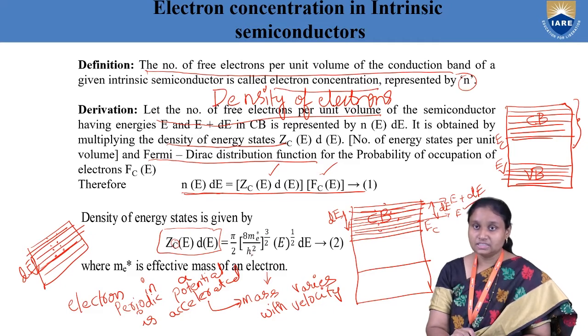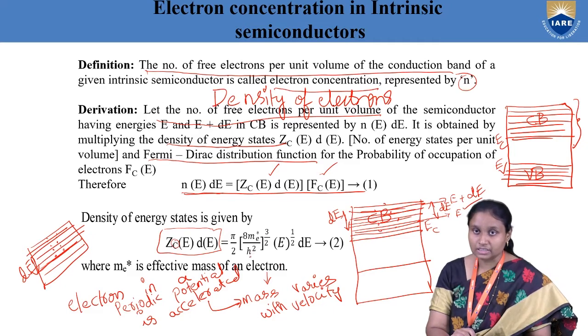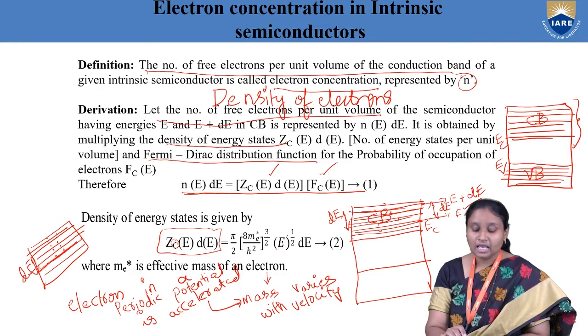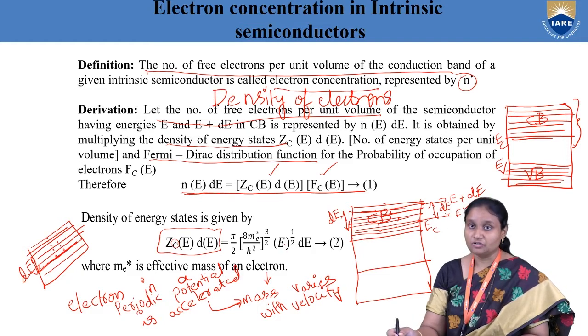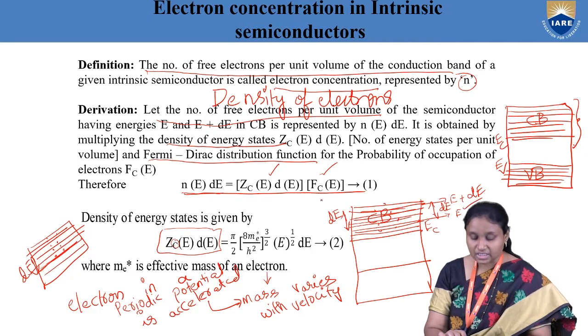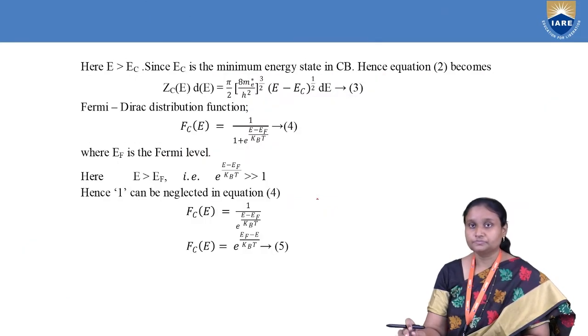What is h? h is nothing but our Planck's constant, raised to the power of 3 by 2. We are talking about a particular energy state in the energy interval dE. In this energy interval, we are going to consider any one particular energy state. So this is the expression for the density of energy states. Now we should try to get the expression for the Fermi-Dirac distribution function.